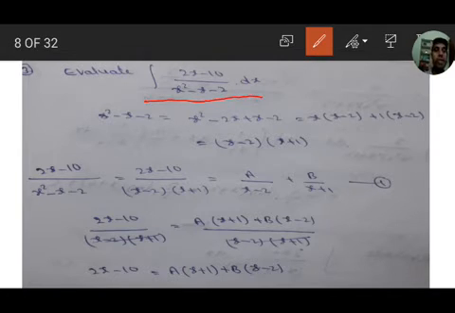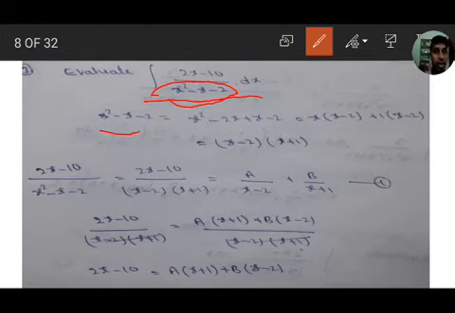Integration of (2x minus 10) by (x square minus x minus 2). It is also in the form of a rational fraction. So first of all, to convert into partial fractions, we have to convert this x square minus x minus 2 into factors.